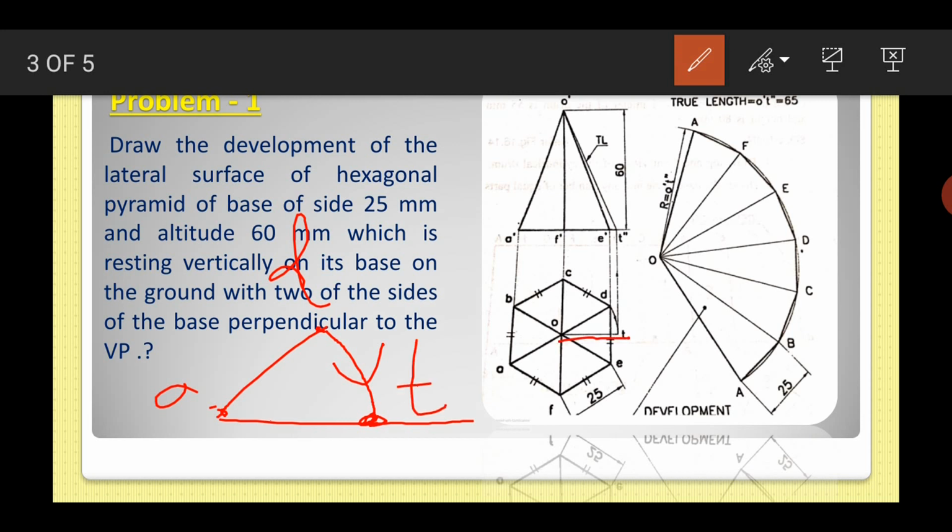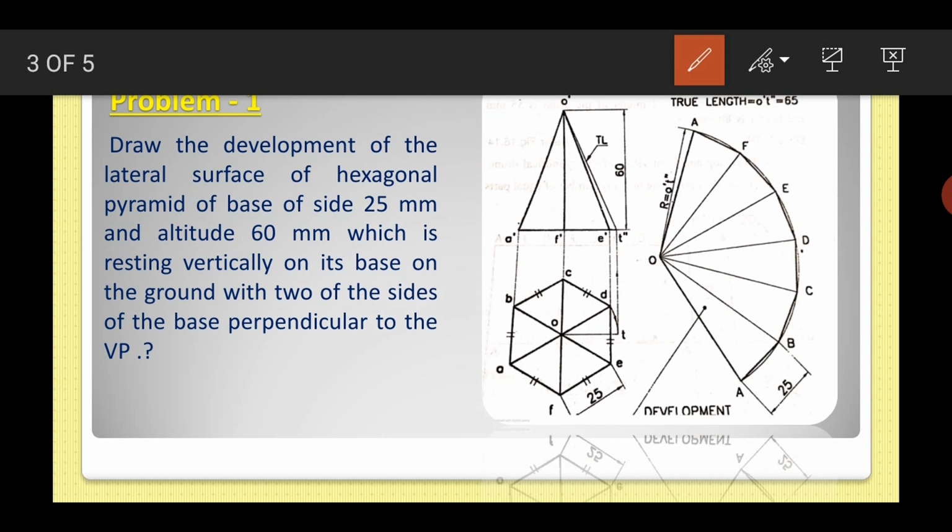Here you can see, just rotate it and then mark a point T, and then draw a vertical line upwards. You will mark it as the T double dash point. Once you have the T double dash point, draw a line from O dash to T double dash and join it.